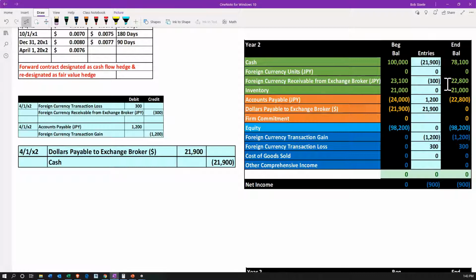That receivable is for 3 million yen, which we currently value at the $22,800, and the exchange broker is going to pay us the 3 million yen, which means we're going to reduce this receivable that's recorded in dollar terms of the 22.8, and put the yen on the books. It's actually 3 million yen, but we're going to put it on the books at the exchange rate value of 22.8, measuring the yen in terms of dollars.